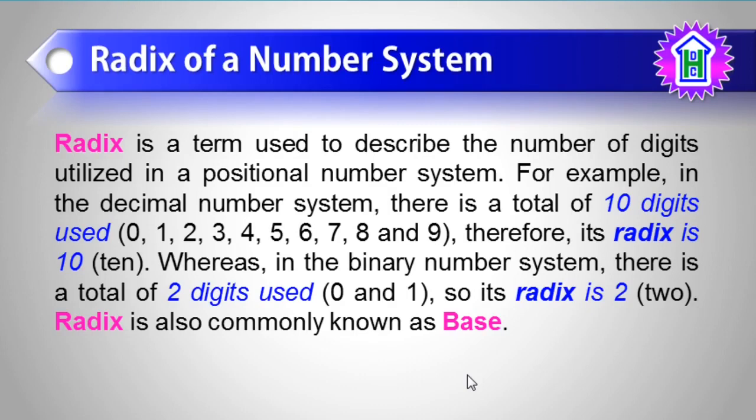Whereas in binary number system, there is a total of 2 digits used, 0 and 1. So, its radix is 2. So, radix is also commonly known as base of the number system. So whether we say radix or base of the number system, both are same.